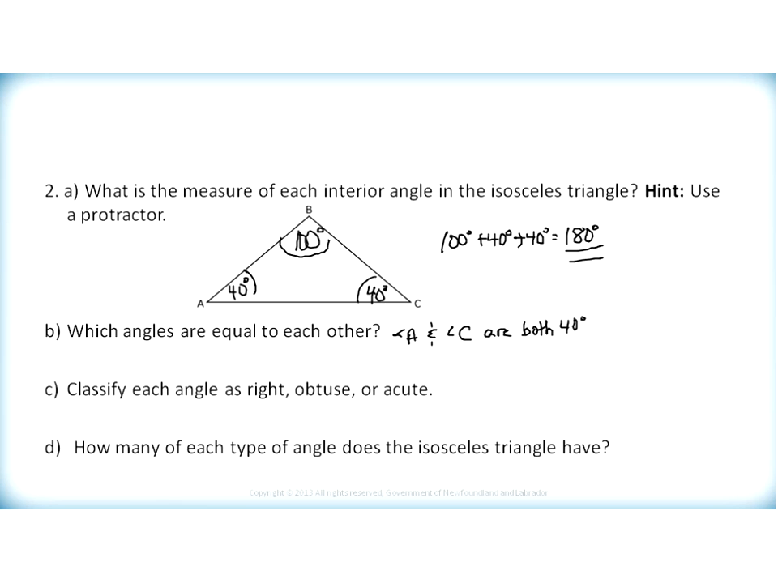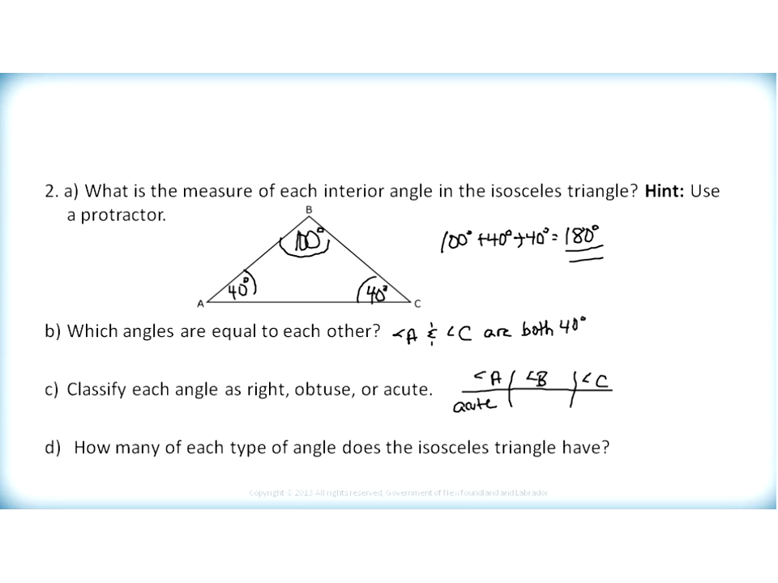So now we have to classify each angle as right, obtuse, or acute. So I'm going to make a little table. I've got angle A, angle B, and angle C. Angle A is 40 degrees. Is that right, obtuse, or acute? It's between 0 and 90 degrees, so that's going to be an acute angle.